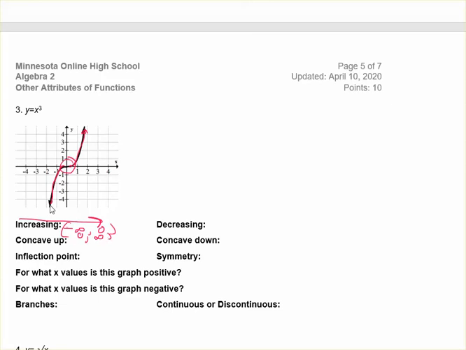It's kind of a flat section where it's changing from concave down right here. That's concave down, and this is concave up. So my inflection point looks like 0, 0. It's concave down at the same place as my first part of my increasing, negative infinity to 0, and it's concave up from 0 to infinity. It's not decreasing anywhere.